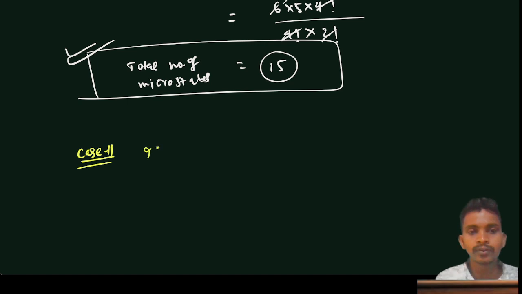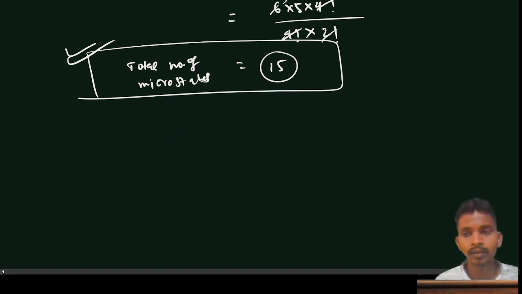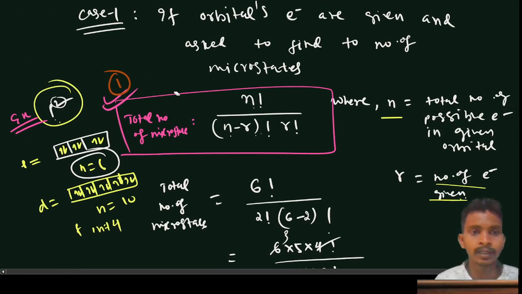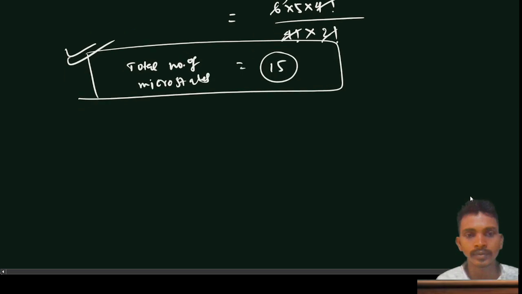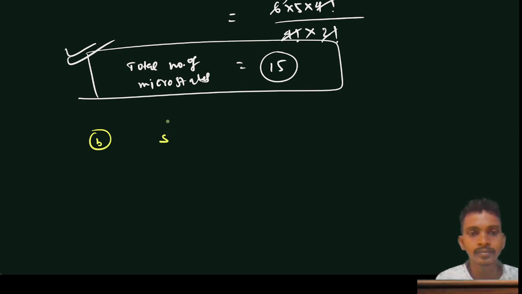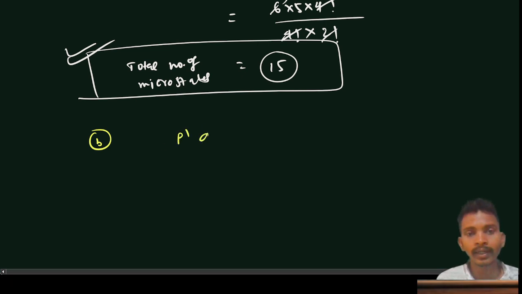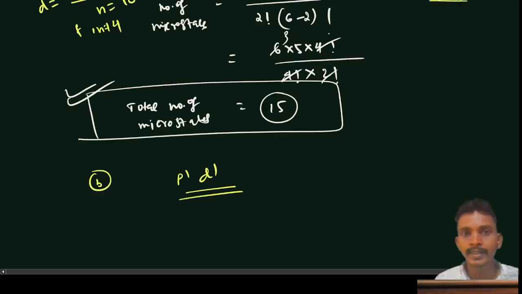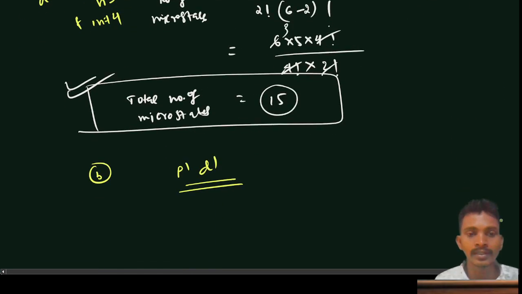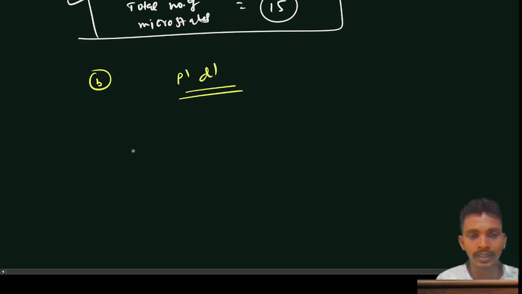Okay, now in this also, let's say this is A, then the B case is also there. Let's see if our orbital electron is like, let's say, P1 and D1 is given. So here orbitals and electrons are given, so you will use the same formulas to calculate the total number of microstates, when asked to calculate the total number of microstates.